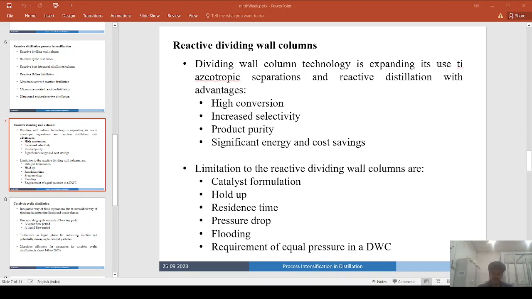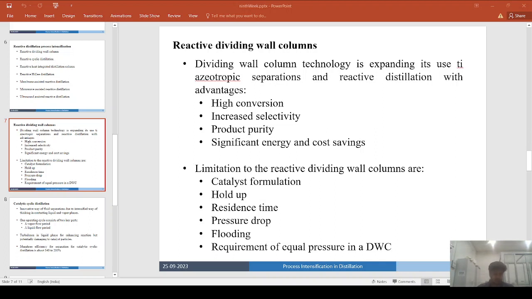So the advantages that are demonstrated by reactive dividing wall columns are that they are highly integrated processes. The advantage is that these highly integrated processes show high conversion, increased selectivity and product purity, and significant energy and cost savings. So these are a few of the advantages of running the reactive dividing wall columns.